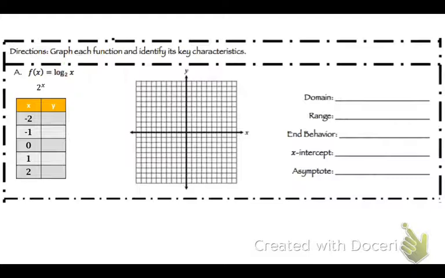So I'm going to plug -2 in for 2 to the x, and I get 0.25. So that's my y value there. Do -1, and that's 0.5. 0 is 1. 1 is 2. And 2 is 4.